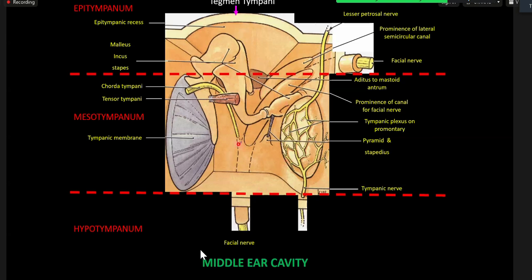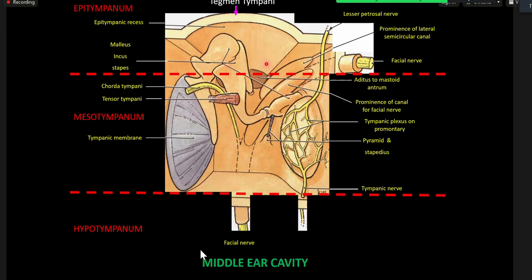Within the mesotympanum, we can see that part of the ossicles are there. Then on the medial wall, this is what we call the promontory of the cochlea. This is the stapedius muscle, and the oval window will be here. This is the lateral semicircular canal, and inferior to that is the facial nerve canal.